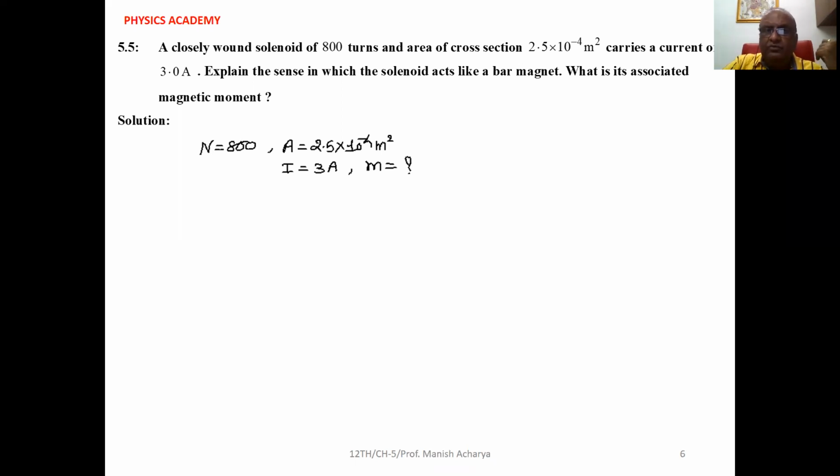Now we have to calculate its magnetic moment. So magnetic moment M is NIA, and the total number of turns is given to you, 800. The current passed through the solenoid I is 3 ampere, and the area of cross section is 2.5 into 10 raised to minus 4. Solve this one, you will get the answer. Clear?